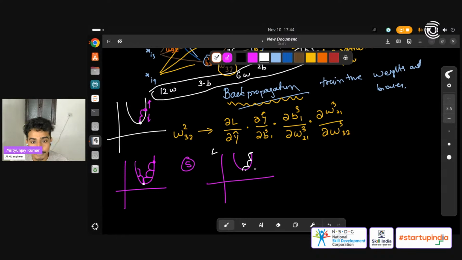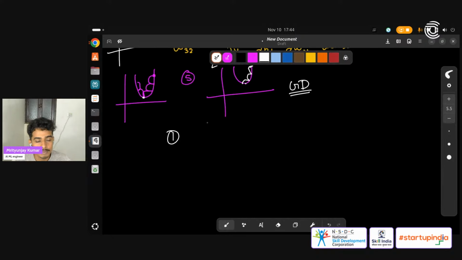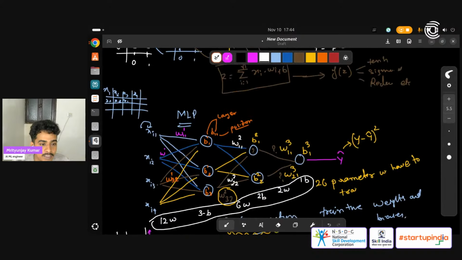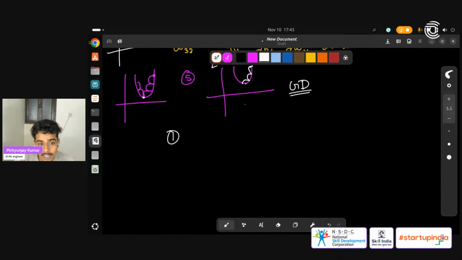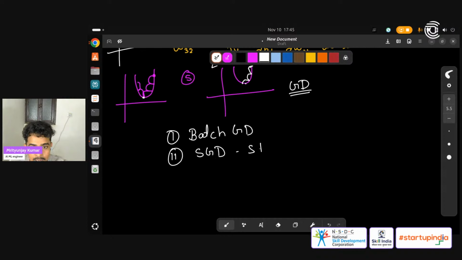So for that we use GD, gradient descent. Whenever you are going to train any model, you have to decide what kind of training to use. First, whenever you provide each set of input data, here we are providing just one row, but it may happen that you provide 5 rows at one time. If you do that, it is batch gradient descent, batch GD. If you provide a single data point at a single time, that is SGD, stochastic gradient descent.